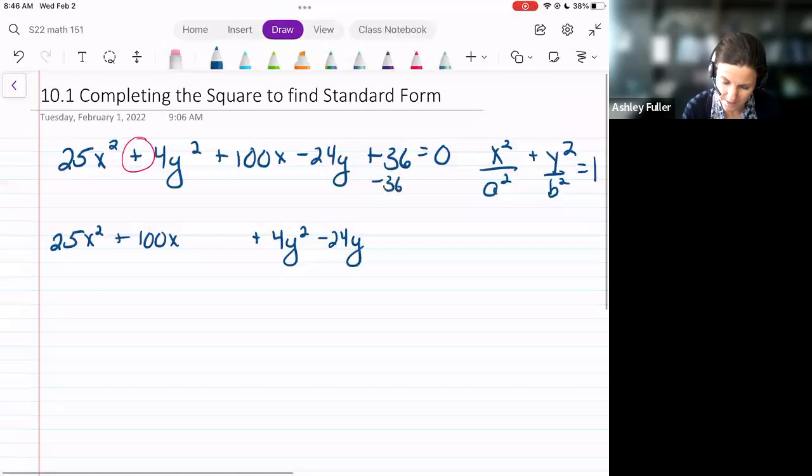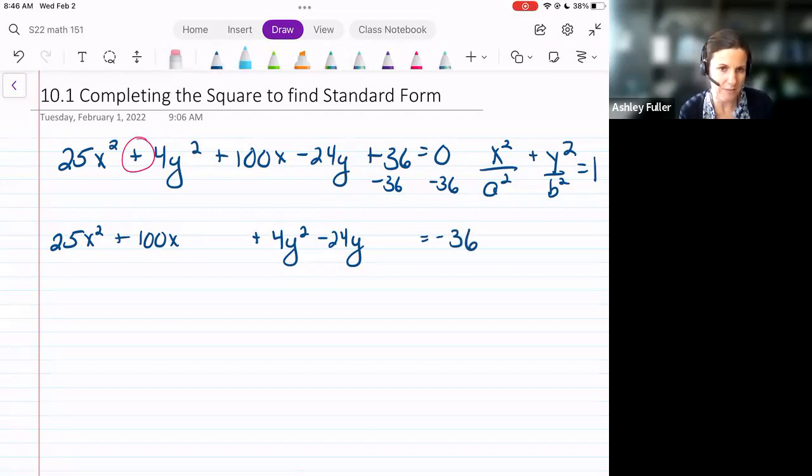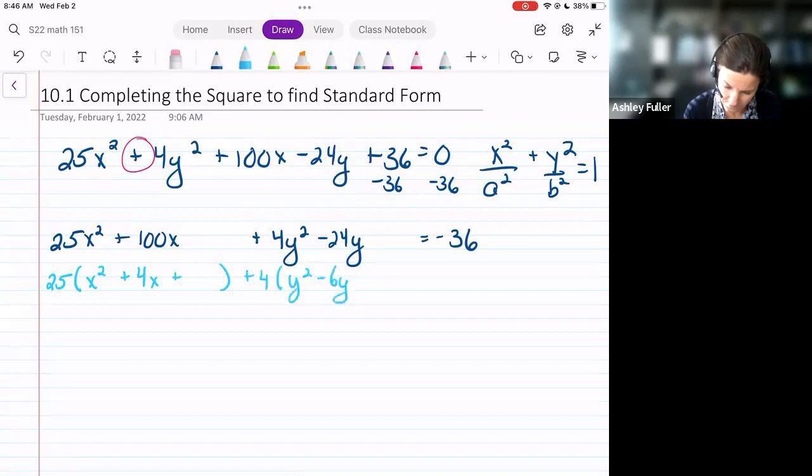And I know I want this term to move over, so I'm going to go ahead and do that now. If you don't remember how to complete the square, remember we have to get that coefficient to be 1. So I'm going to factor out the 25. But to complete the square, you take this middle term, you divide it by 2, and then you square it. 4 divided by 2 is 2, and squared is 4.